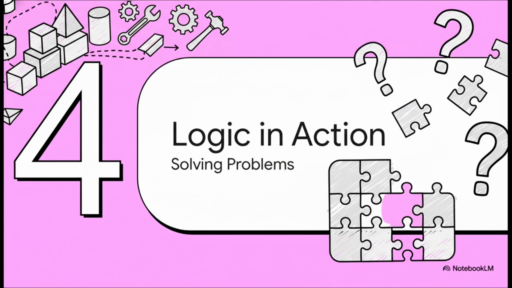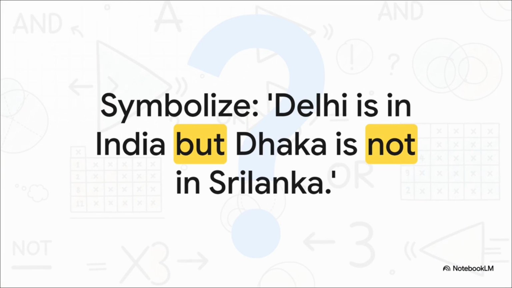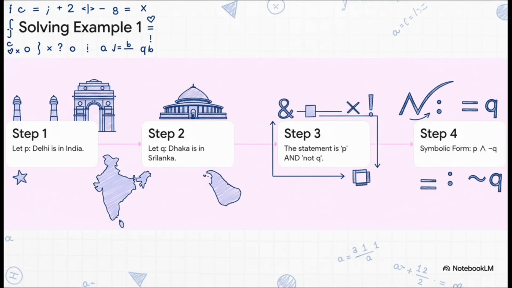Now it's time to put it all together. Let's tackle some problems just like the ones you're going to see on your exam. Okay, let's get our hands dirty. Here's a classic problem, turning a sentence into symbols. The sentence is, Delhi is in India, but Dhaka is not in Sri Lanka. The first step is always to hunt for the connecting words. I see a but, and I see a not. What tools from our toolkit do you think those are? Let's break it down step by step.